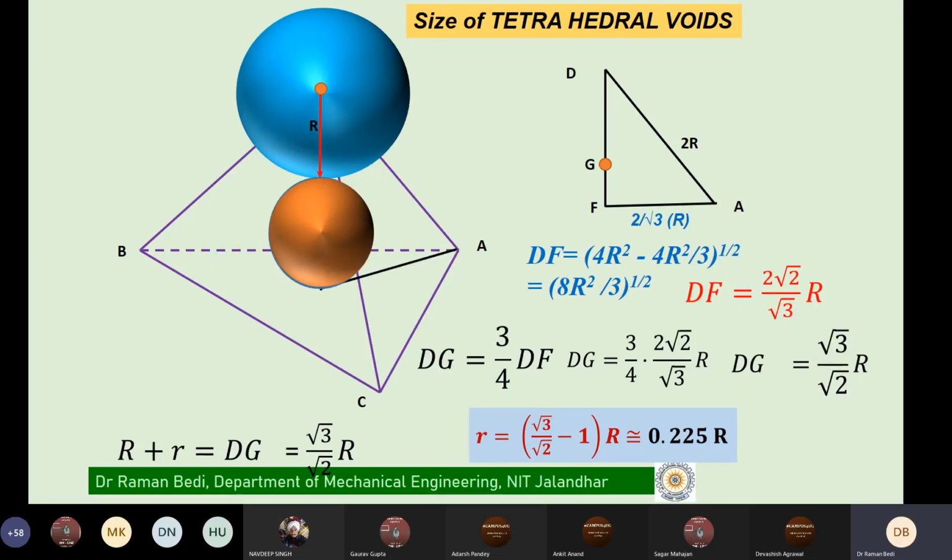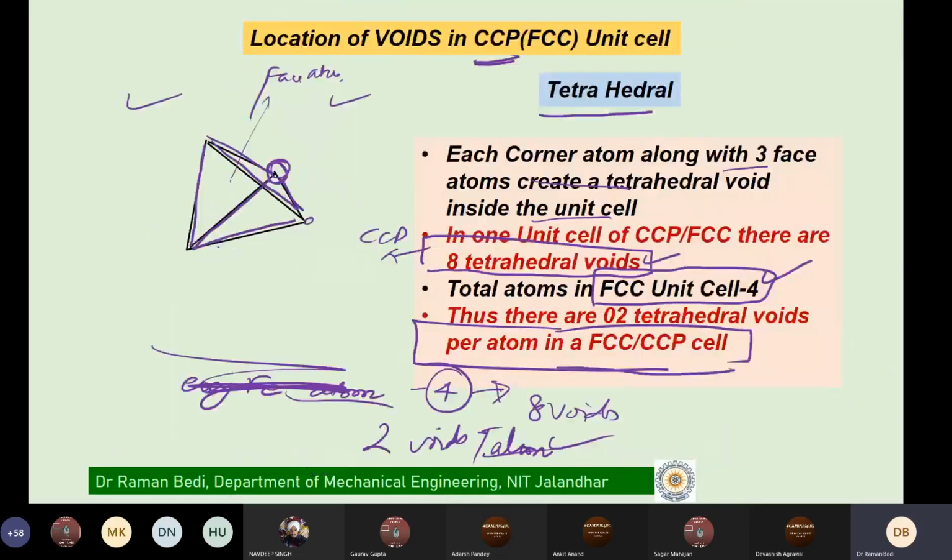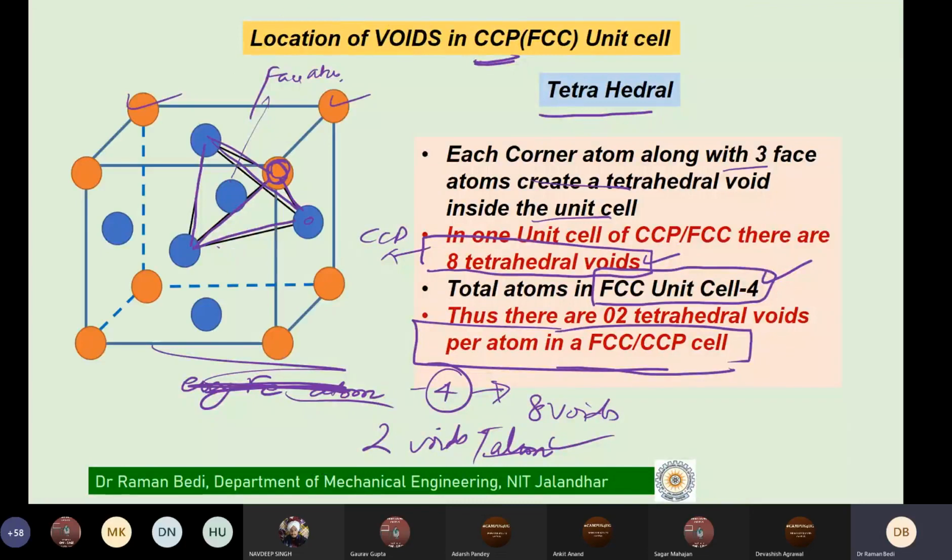We were able to arrive at this conclusion that the ratio of r to R in the case of a tetrahedral void here happens to be 0.225 times R. I have made you understand what is the meaning of this already. We were at the next slide where we already saw the location of these voids.